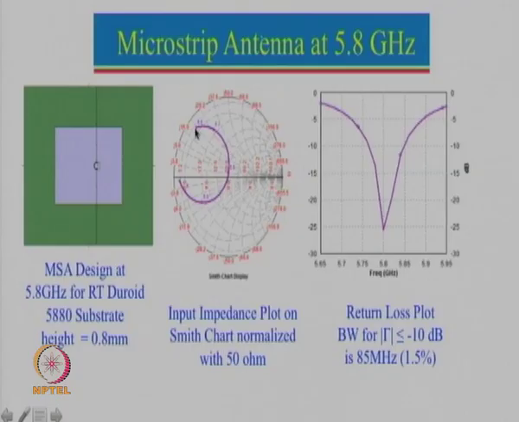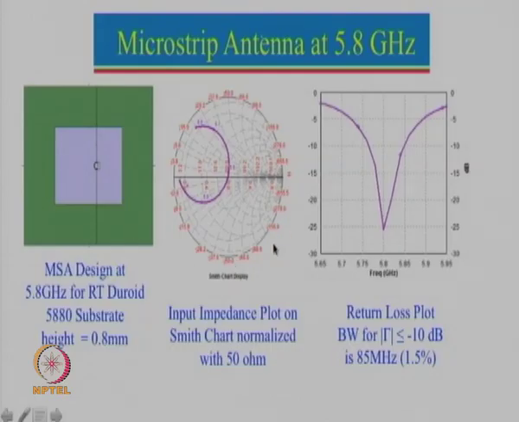So, this is the lower frequency. As we increase the frequency, the plot is shifting around and a perfect match is obtained over here, and this is the corresponding return loss plot. We define bandwidth for reflection coefficient less than minus 10 dB, and in this case it is just about 85 megahertz, which is just 1.5%. Now, this bandwidth is not sufficient, but later on when we talk about various microstrip antenna techniques, we will talk about how to get broad bandwidth.